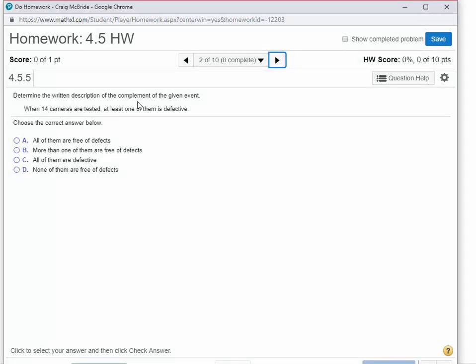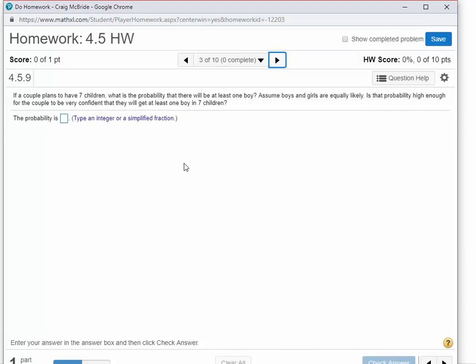How about: determine the description of the complement of "when 14 cameras are tested, at least one of them is defective." Aha, remember we talked about this. What is the complement of at least one? None, right? So at least one of them is defective. The complement would be none of them are defective, which means all of them are free of defects, right? They kind of throw you for a loop, and "none of them are free of defects" is wrong, and that's not what we want. So if at least one of them is defective, the complement is none of them is defective, and then you've got to figure out that none of them being defective means all of them are free of defects.